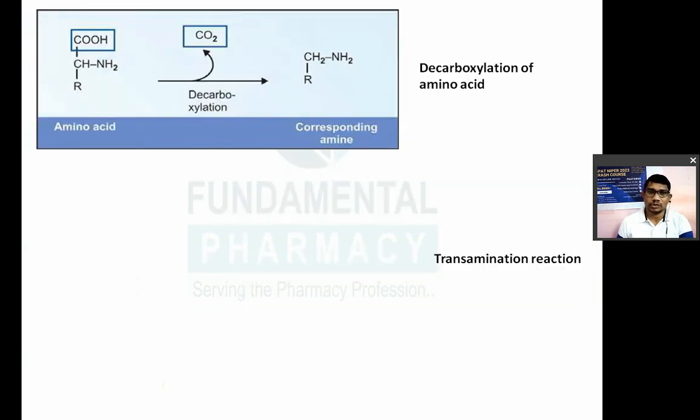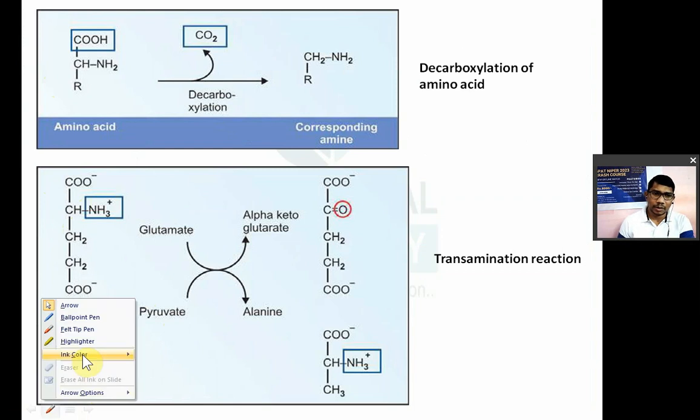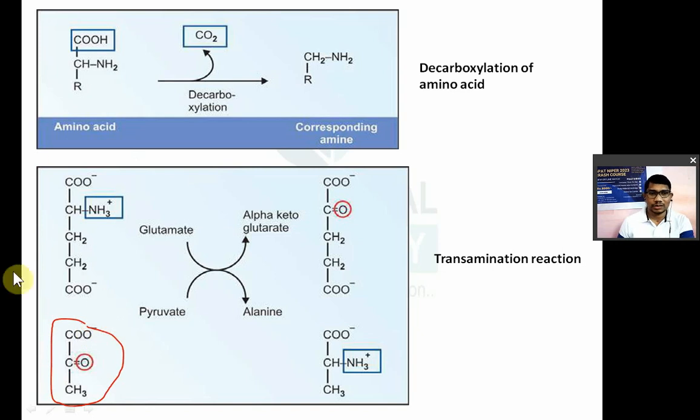Okay, so we have seen the decarboxylation of amino acids resulting in the respective amines, and transamination means transfer of an amino group, from one amino acid to a keto acid. This one is known as glutamate, and this one is known as pyruvate. Pyruvate is nothing but the keto acid, and glutamate is nothing but the amino acid.